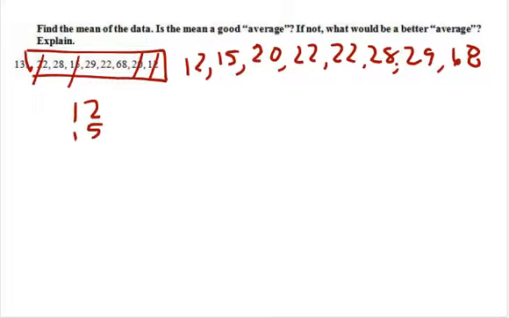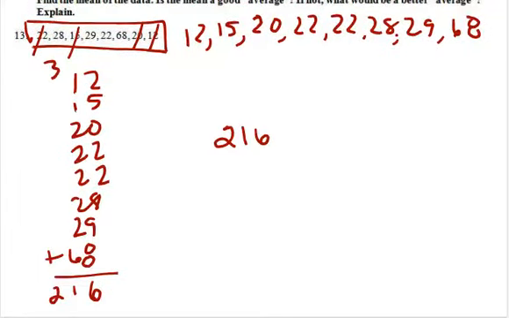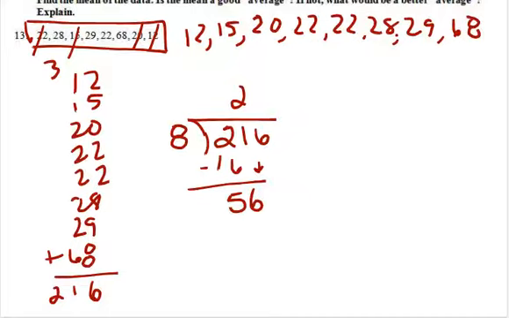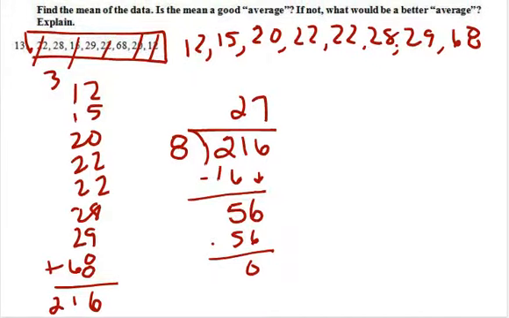Let's add them up. Okay, so we get a total of 216. Let's say there's 8 data values, so we divide by 8. 8 goes into 21 twice. 21 over 16 is 5, and down to 6. 8 goes into 56 7 times. Okay, so our decimal or our number terminates. So the mean of this data is 27, and is that a good mean?